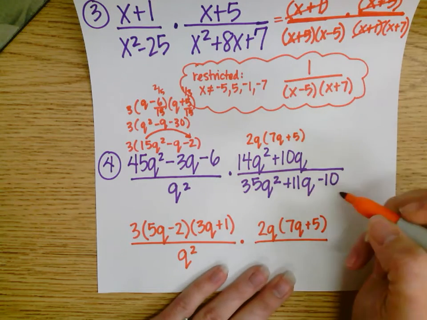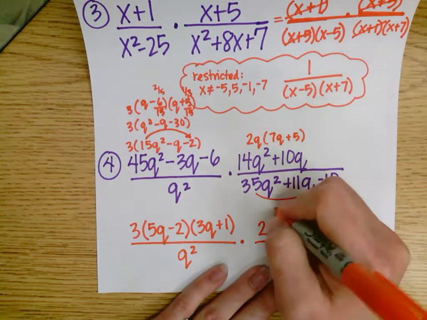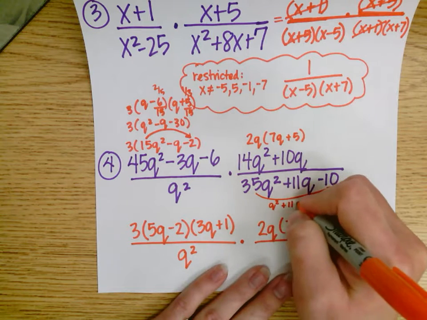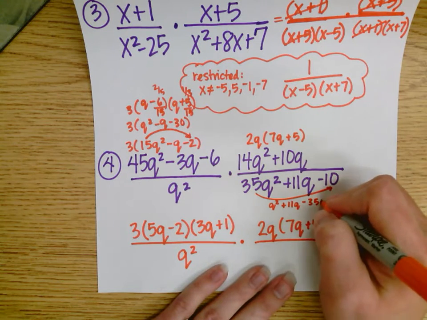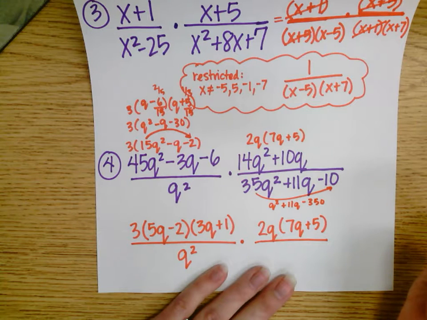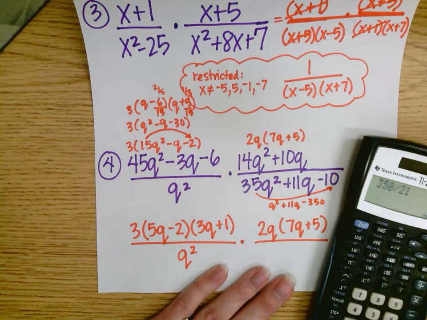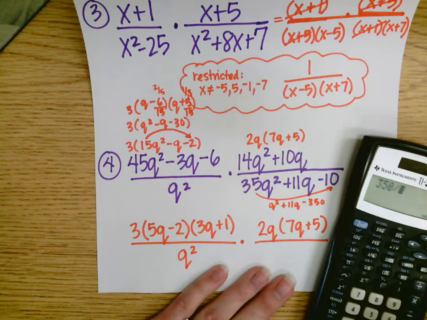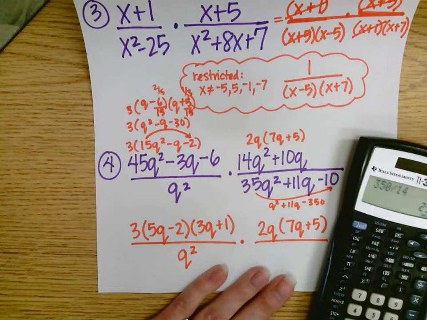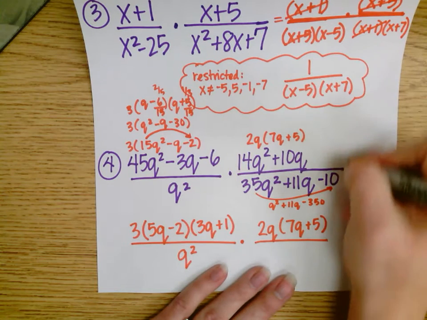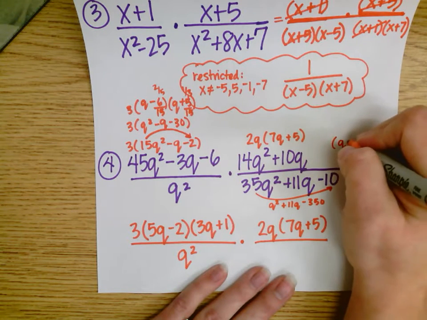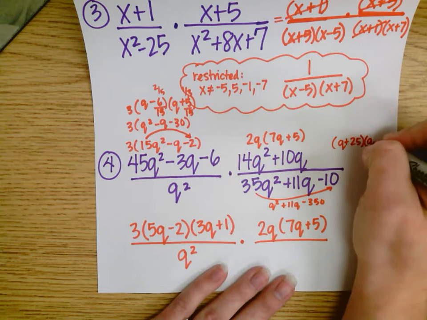Alright, we're going to have to move this 35 over, so I'm looking at q squared plus 11q minus 350. Alright, 350. It's not divisible by 21. 350 is divisible by probably 7s. 14 and 25. So a positive 25 and a negative 14. So I'm going to do q plus 25, q minus 14.